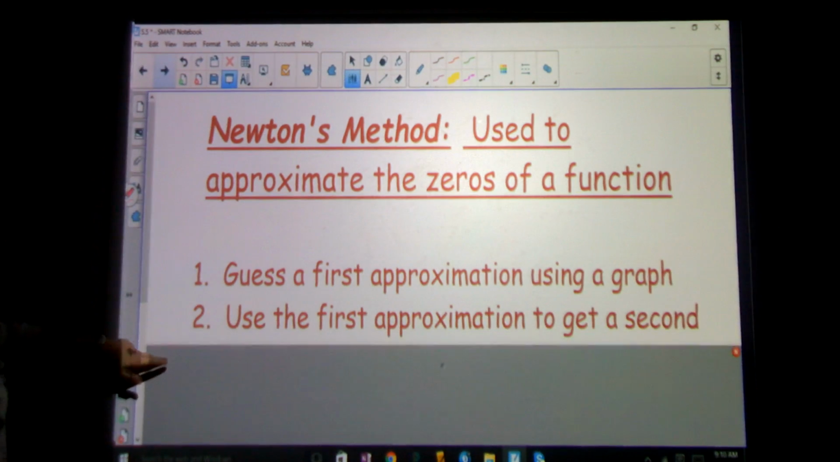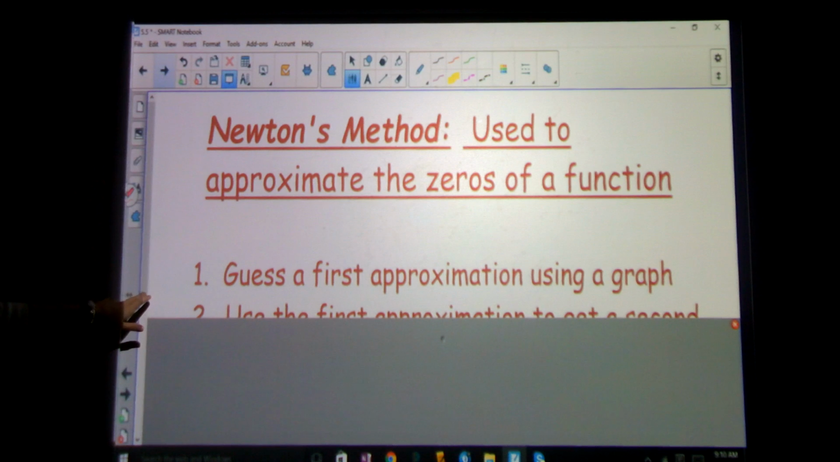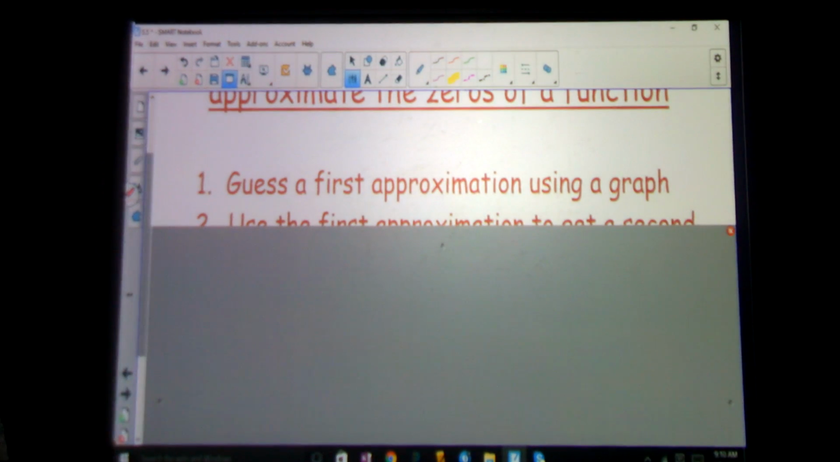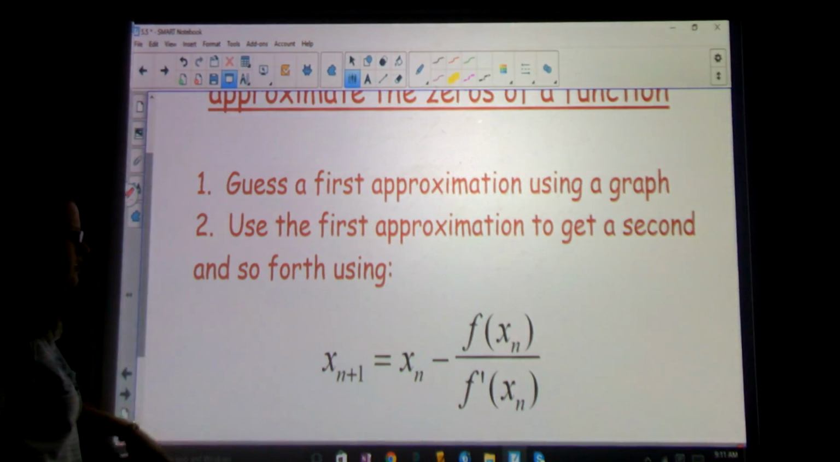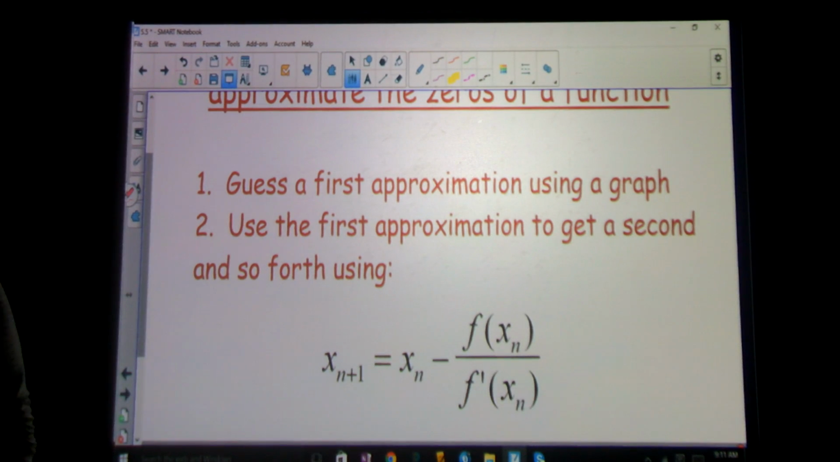So what is Newton's method? You first make a first guess using a graph. So it looks like it goes through 0.2. Just general, maybe 1 decimal, nothing extravagant. Then you use that first approximation to get a second, and use the second to get a third, and the third to get a fourth by using this.